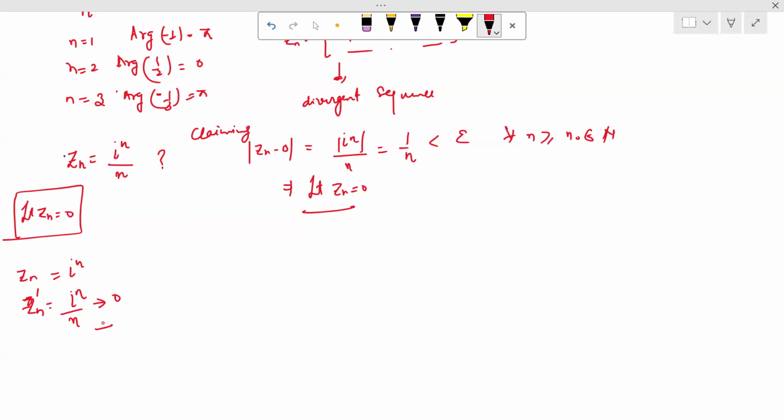A few things I'm going to write without proof, and one of them is the algebra of limits. So this is something that I'm going to write without proof. I hope you might get the proofs in the book itself somewhere.